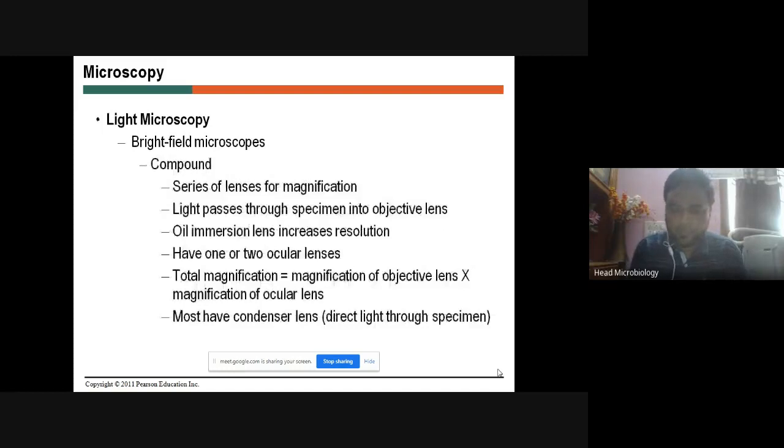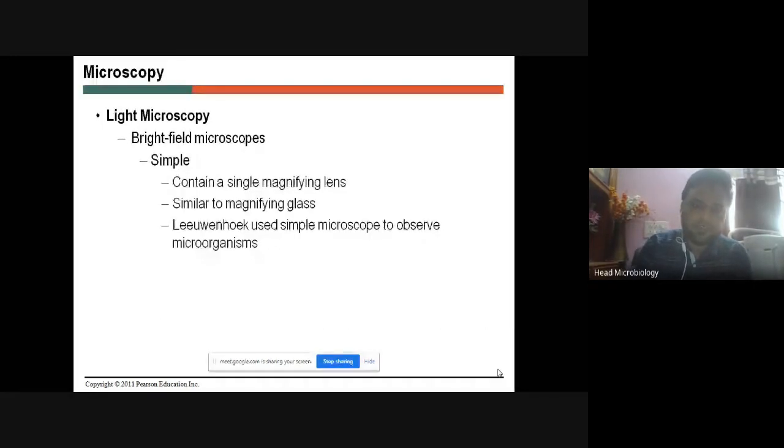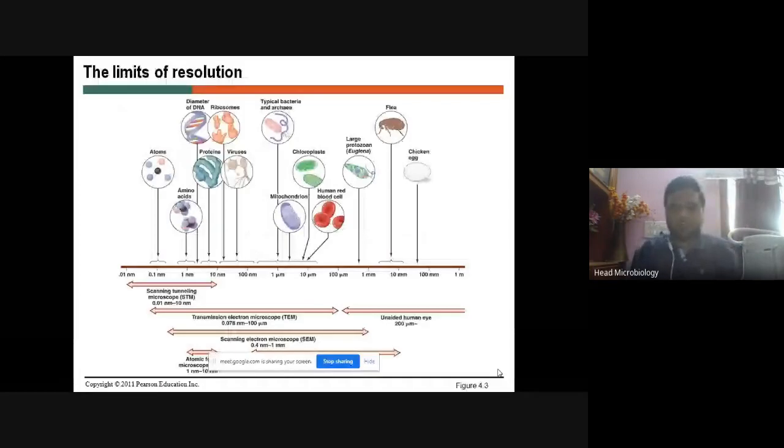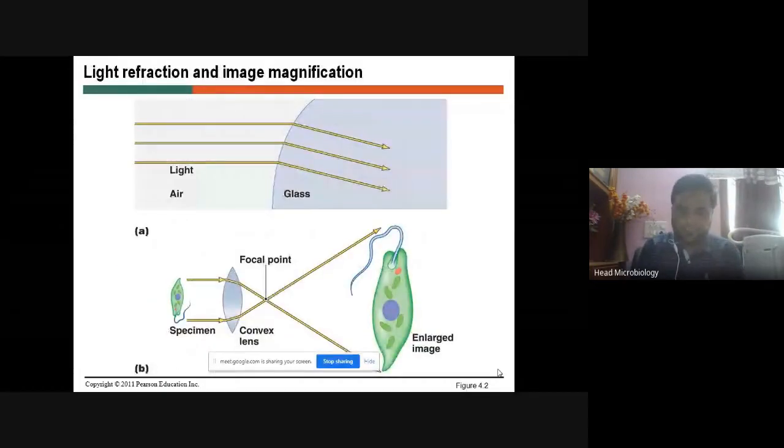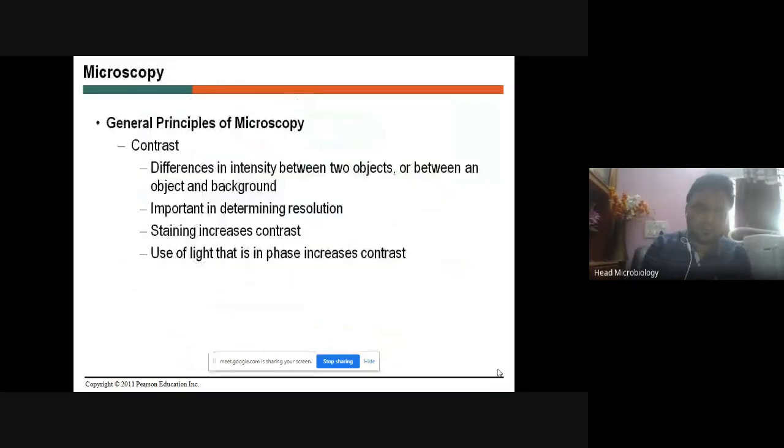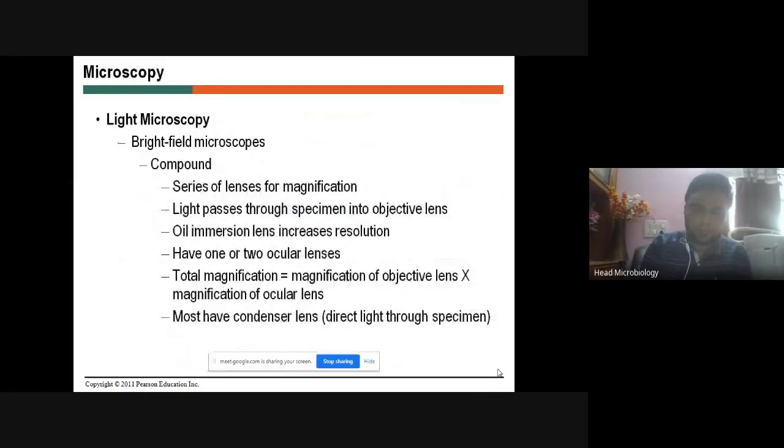And here, as we have seen, a simple microscope works like this. If you keep your object away from the lens, beyond the focal point, then you will create an enlarged and inverted image on the other side. This is how a simple microscope works. Anyhow, now we'll go into the compound microscope.